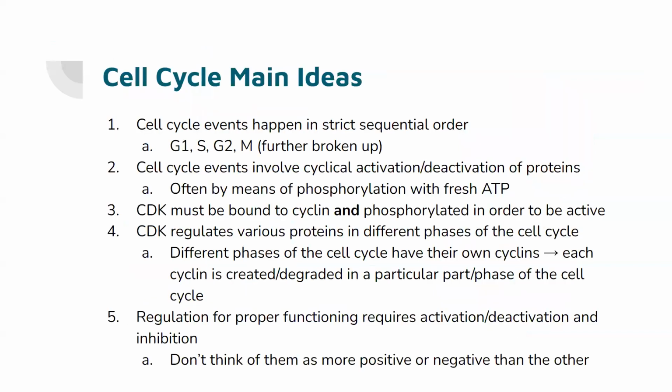So the main ideas of the cell cycle are that there's four different steps, G1, S, G2, and M, which can be further subdivided into the different stages we talked about today.